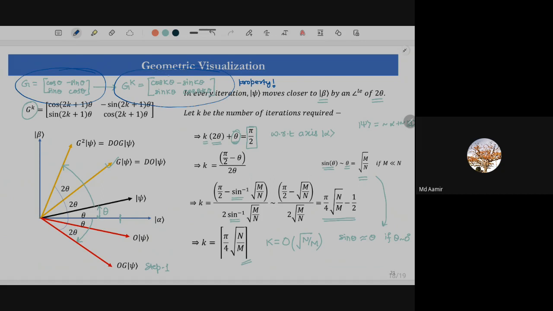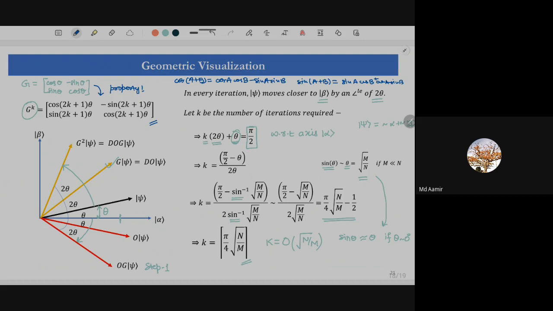Here I think I missed something. So this takes this form g raised to k. This is a property we can easily see using the property that cos a plus b equals cos a cos b minus sin a sin b, and the other property sin a plus b equals sin a cos b plus cos a sin b. So we can use this property and we can find this g raised to k will take this form.